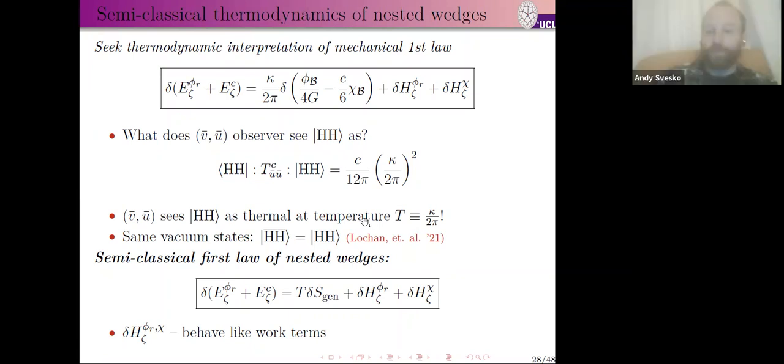So with this identification, particularly, we can now justify the identification of the temperature being proportional to kappa, and with that, you can identify the mechanical first law as a genuine thermodynamic first law, where this quantity here is just the generalized entropy. We recognize it as the Wald entropy, but we know that the Wald entropy is the generalized entropy, and it's a thermodynamic entropy. This is then just the internal energy, and these two quantities are somewhat mysterious, but you can interpret them as work-like terms because they add negatively to the internal energy.